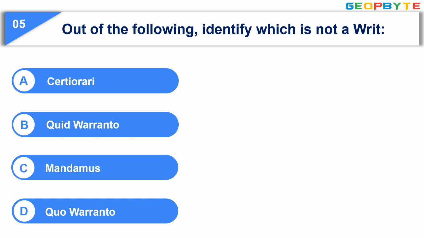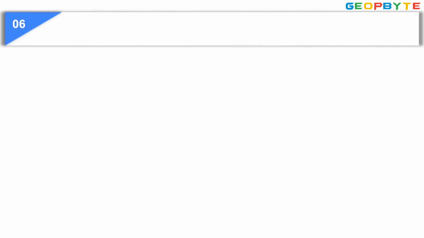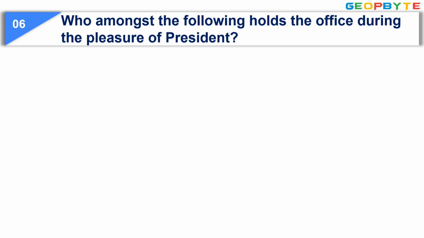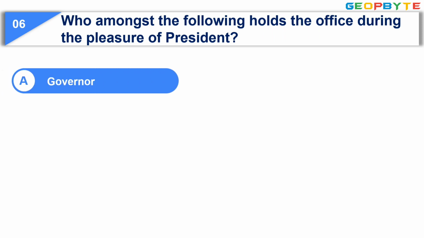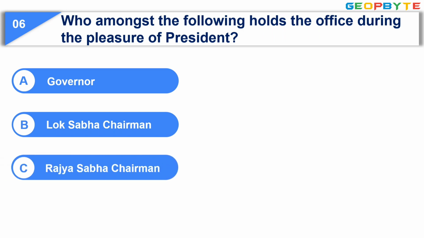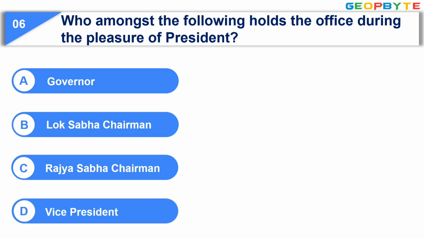Your time is up, and the correct answer is Option B, quid warranto. The next question is: who amongst the following holds the office during the pleasure of President? Option A, Governor. Option B, Lok Sabha Chairman. Option C, Rajya Sabha Chairman. Option D, Vice President. Your time starts now.